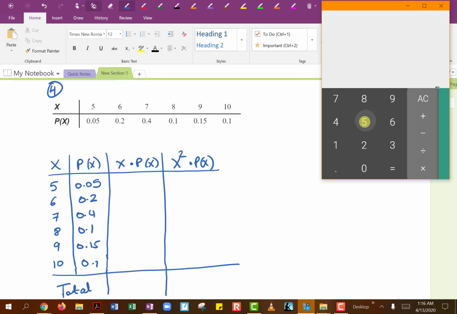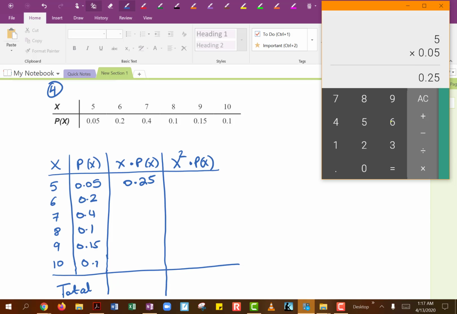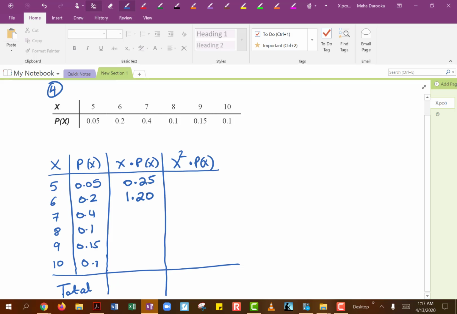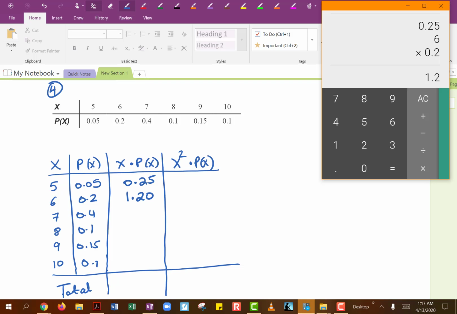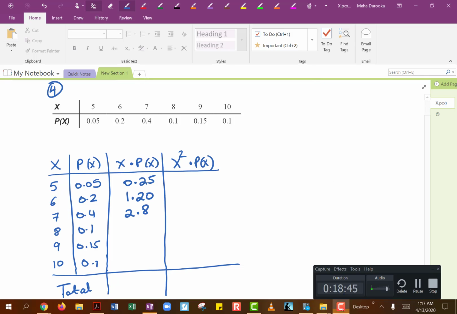So you would multiply 5 with 0.05, which would end up giving you 0.25 over here. Then we would multiply 6 with its probability, which is 0.2, and of course that would give you 1.20. You can write it 1 decimal place, 2 decimal places, it doesn't matter. If you did the same thing, 7 times 0.4, you would have 2.8. So you can go ahead and complete that table, and then you can come back.